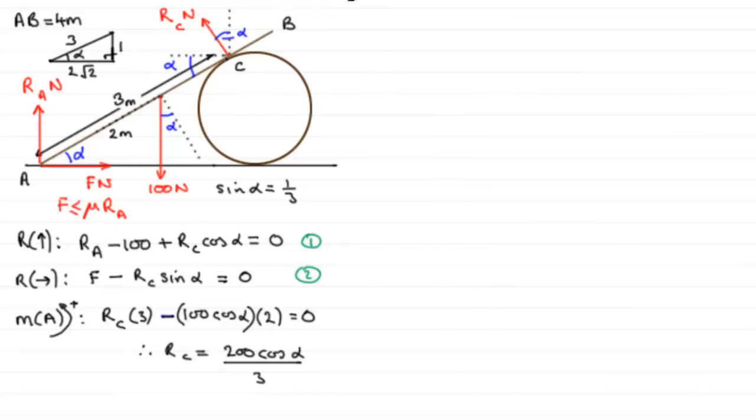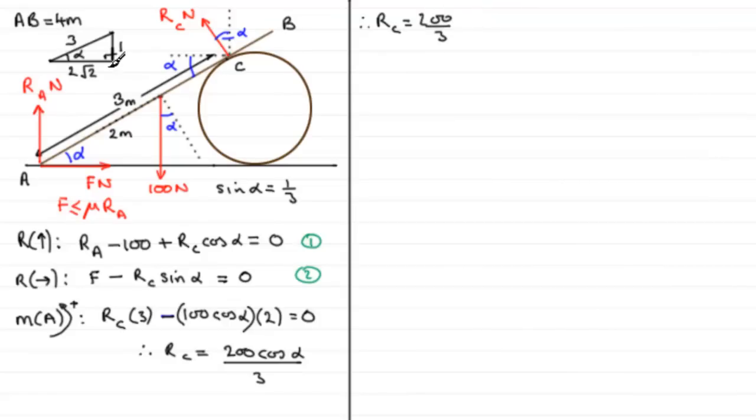If we come down here, we can start to fill in the remainder of this question. So we can say that therefore RC is going to be equal to 200 over 3 multiplied by the cosine of alpha, which as I said was 2 root 2 over 3. Let's pop that in there. If you work that out, you get 400 root 2 over 9. So there's our contact force at C, measured in newtons. Let's call that result 3. We're going to need that later.